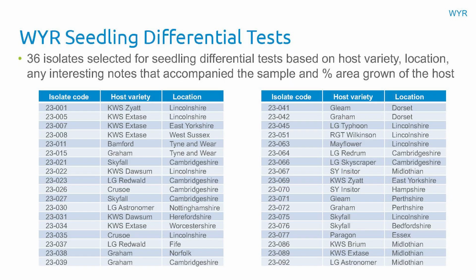So we selected from a really good range of host varieties. We've got susceptible varieties like Zaya in there, like Skyfall. We've got intermediate varieties like Gleam. And we've also got resistant varieties like LG Astronomer. We've even got LG Typhoon in there. That's a name I don't say very often when I'm talking about yellow rust.